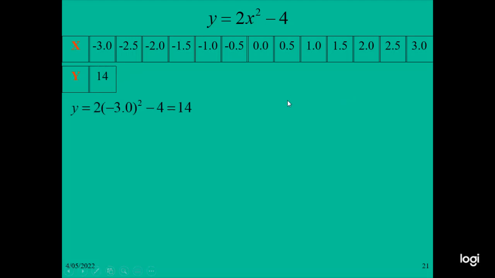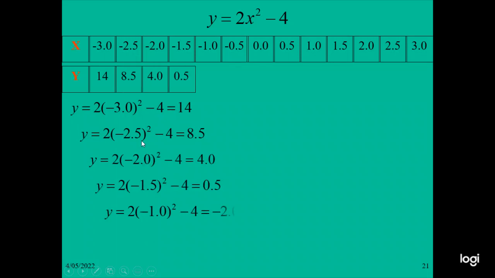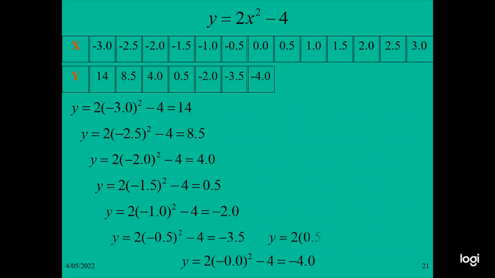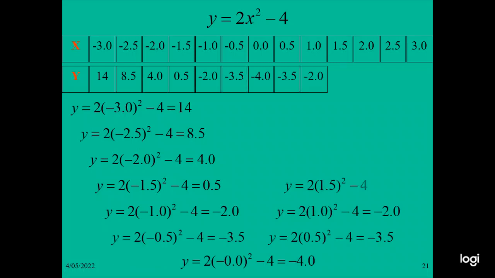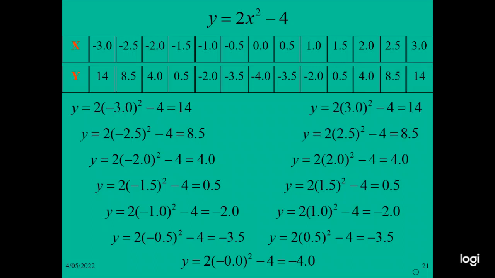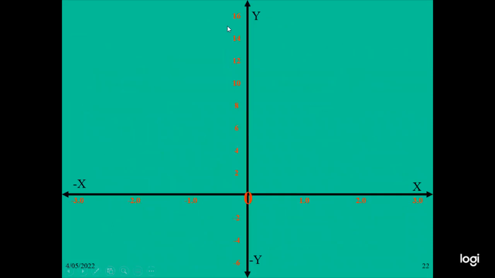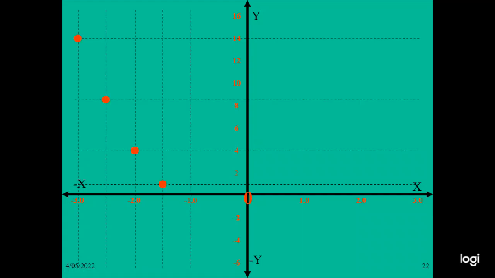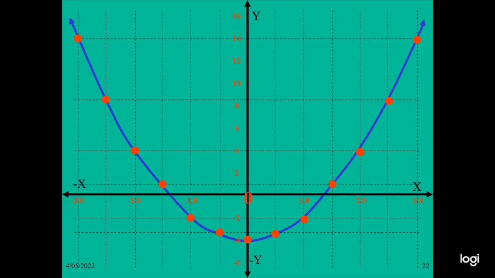In this case, if you put x as minus 3, so 2 into minus 3 squared minus 4 is 14. Similarly, for the other values, you can calculate the y values. Then those x values and y values you can plot on the scale. Then you connect them and you can draw the graph. So this is the graph of y equals 2x squared minus 4.